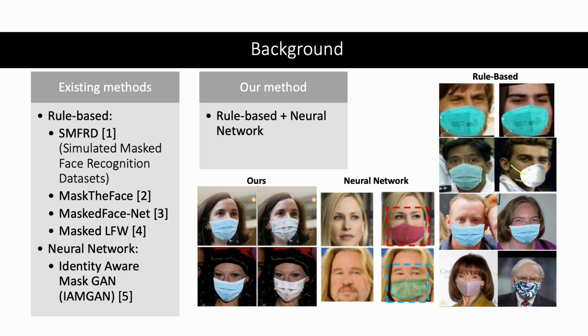Our rule-based first step is exactly the method used to produce MaskedFace-Net. That's why the left two images in the ours column look similar to the MaskedFace-Net images shown in the rule-based column. Using a second step, an image-to-image neural network model, we turn them into more realistic images, like the right two images in the ours column.